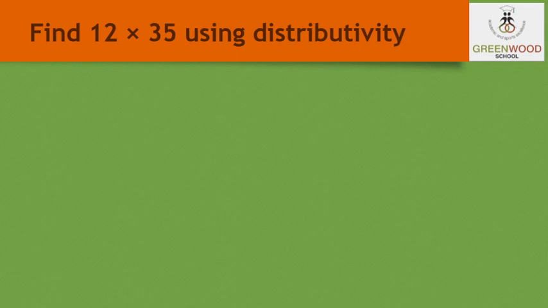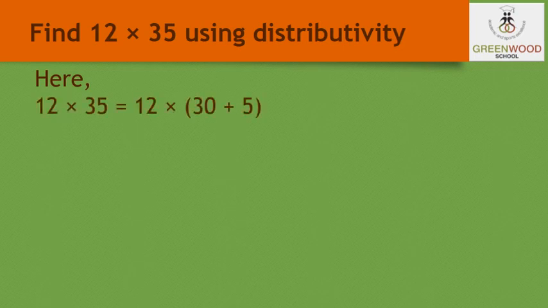Here in this question, we have to find 12 into 35. Here we'll use the distributive law. This law is used to make the calculations easy. If we want to find 12 into 35, I will make two parts of 35, that is 30 and 5. So I can write 12 into 30 plus 5.